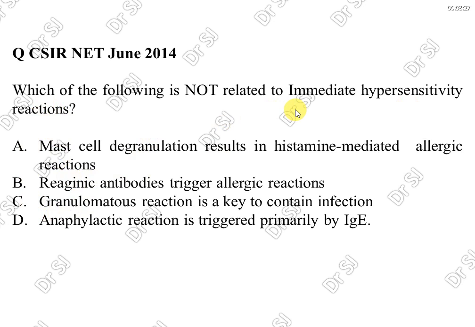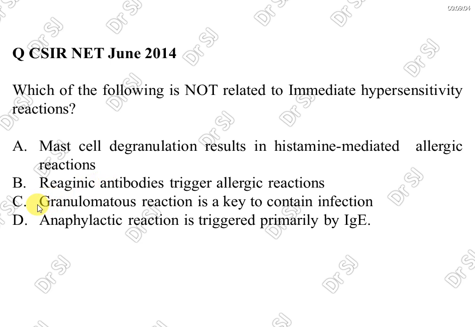Let us read out the options. Mast cell degranulation results in histamine mediated allergic reaction. As I told you, immediate hypersensitivity involves mast cells, so this is related to immediate hypersensitivity reaction. Then, reagenic antibodies trigger allergic reaction. Reagenic antibodies are nothing but the IgEs. You can note it down, because you need to memorize that these terms refer to IgEs.